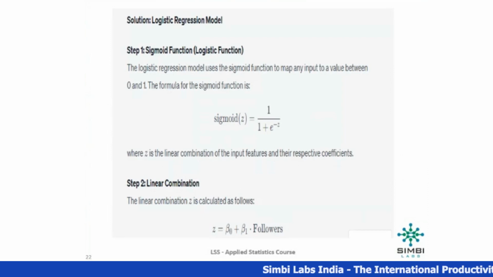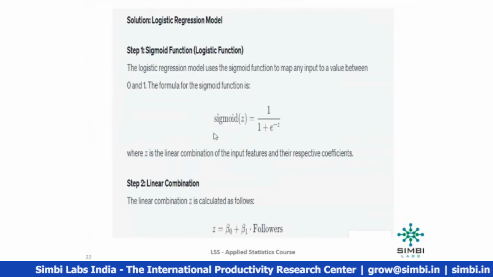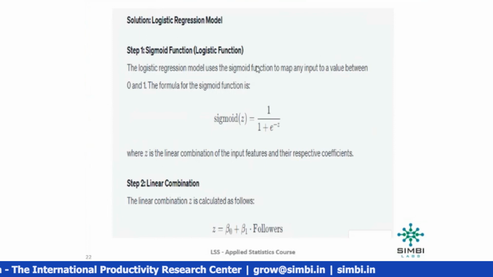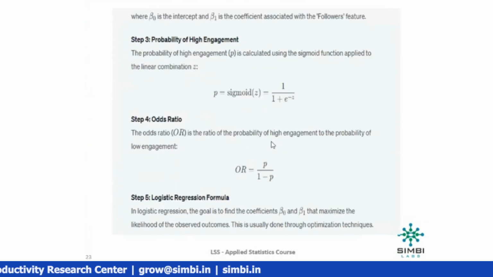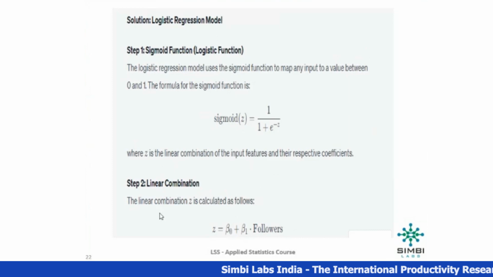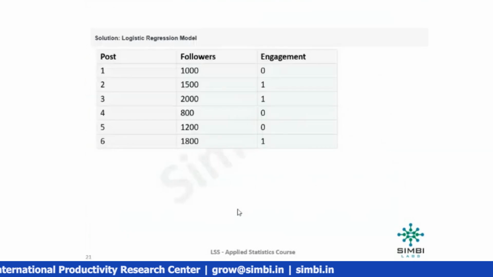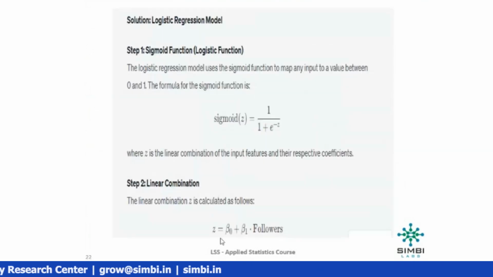And next we can see the linear combination. The linear combination can be done by following this formula: z equal to beta 0 plus beta 1 x 1 and so on. However many independent variables, what are the features there are, those we can add in this, like followers and whatever data we have taken, engagement.